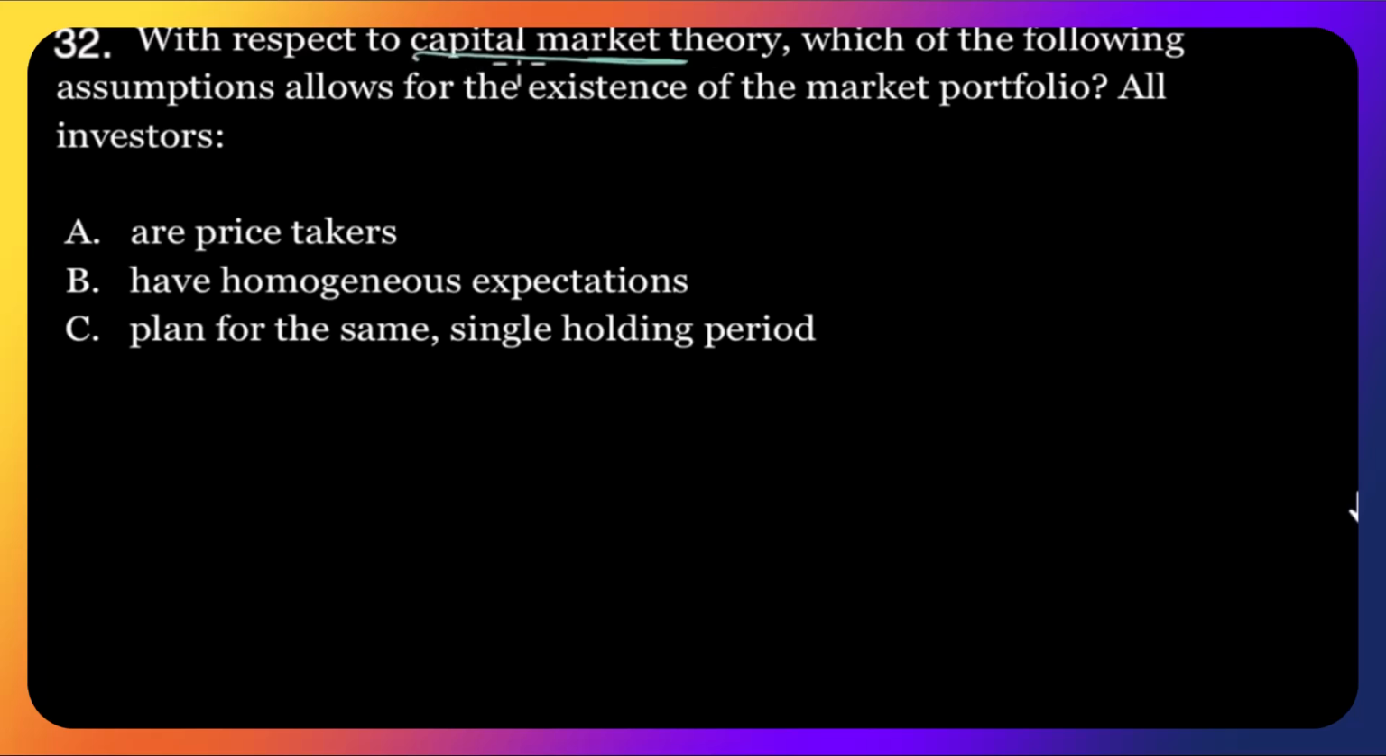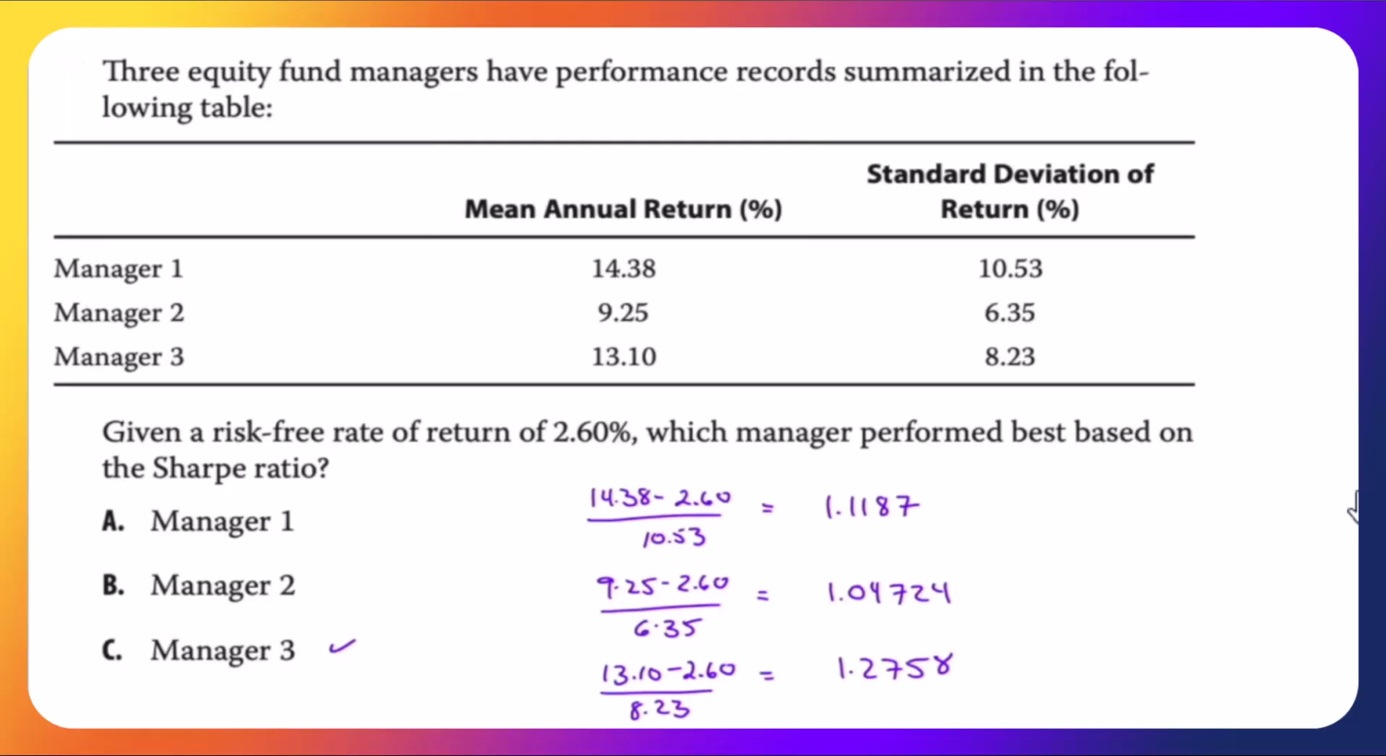With respect to capital market theory, which of the following assumptions allows for the existence of the market portfolio? All investors are price takers, have homogeneous expectations, or plan for the same single holding period. Well, we've already mentioned it before. We talked about the homogeneity of expectations, and if all investors had the same expectation, there would be one optimal portfolio that everyone would invest in. We then brought that optimal portfolio forward and called it the market portfolio. They have homogeneous expectations.